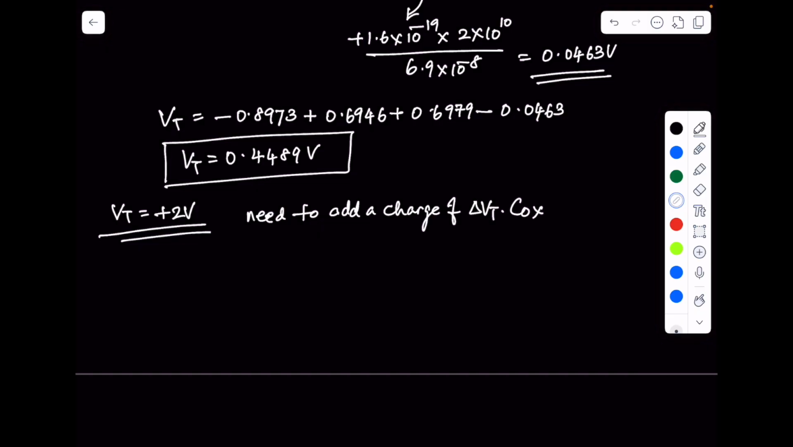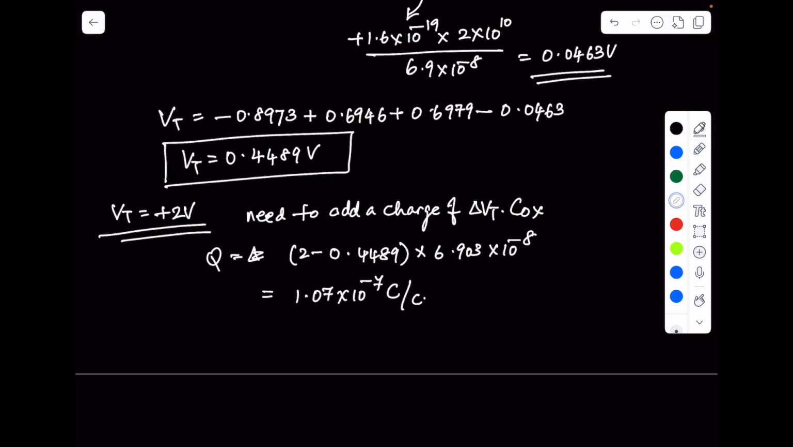Because I'm assuming this charge is sitting right at the interface. So in other words, I need to add a charge of Q equal to delta Vt, which is 2 minus 0.4489, into 6.903 into 10 power minus 8. So that is 1.07 into 10 power minus 7 coulombs per centimeter square.